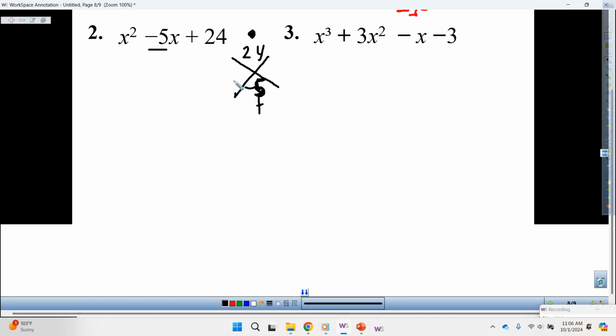24. That means these two need to be negative, both of them, but can we get a negative number here? No, there's nothing. I'll come back to that one. Let's do this one.